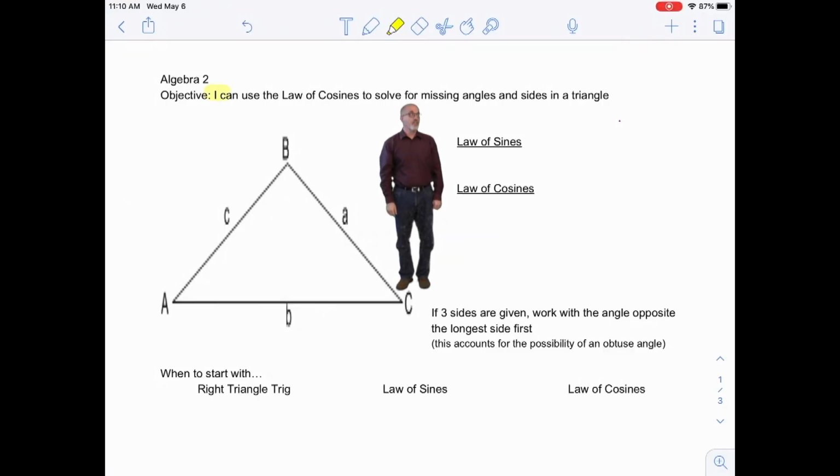This lesson is on the law of cosines, and our objective is to be able to use that to solve triangle sides and angles in a triangle. We've used the law of sines already, which, if you recall, is the sine of an angle over its opposite side. So sine of A over a, sine of B over b, sine of C over c.